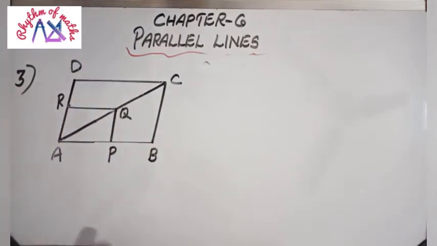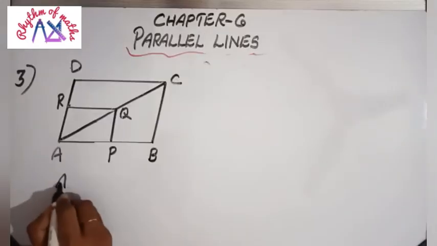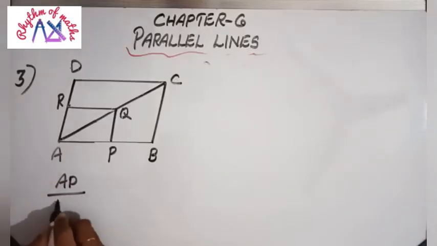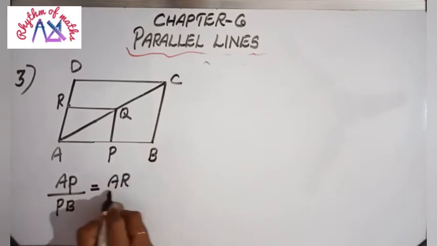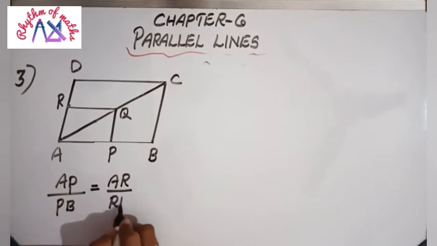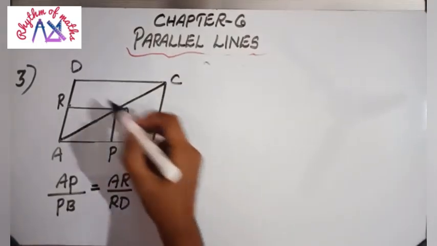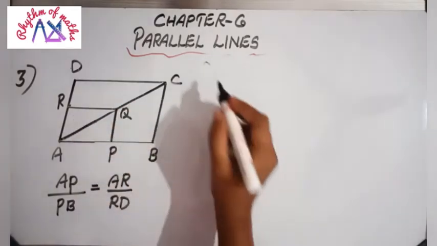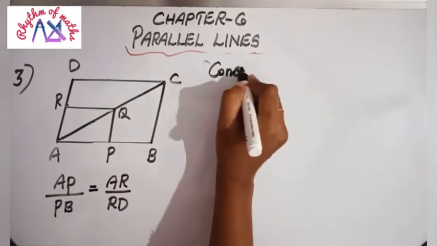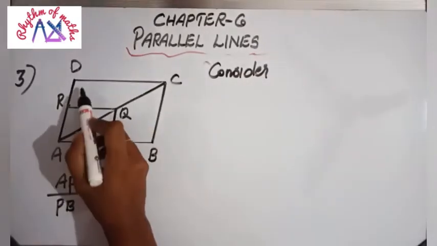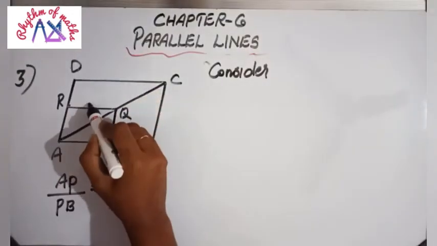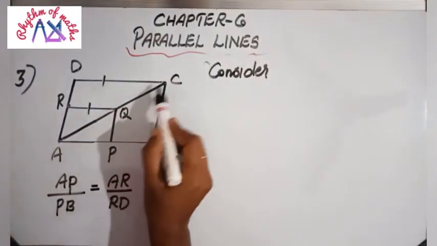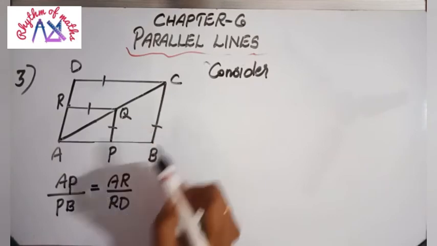We need to prove that AP by PB equals AR by RD. This is the thing we need to prove. So for that we have to consider two triangles. First let's consider the first triangle, that is this one. These two are different triangles because for this triangle these two sides are parallel. For this triangle these two sides are parallel.